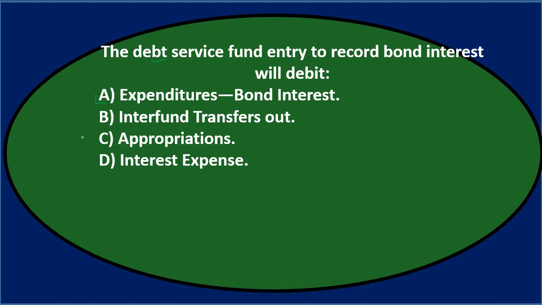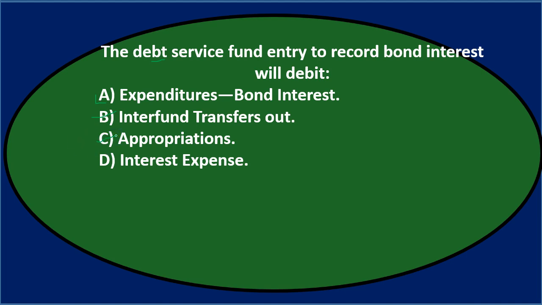B says the interfund transfer out. Interfund transfer out would be in fund accounting, but you would think that would be used if we were transferring to another fund, and we're not transferring to another fund here, so you wouldn't think it would be interfund. C says appropriations, another funny term that we would use in fund accounting, but not in normal accrual accounting. It might be in the governmental type of funds in any case, but it's not going to be related to bond interest, so that doesn't seem reasonable.